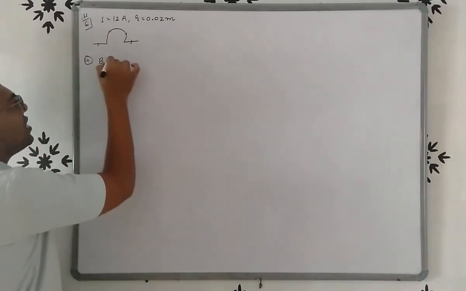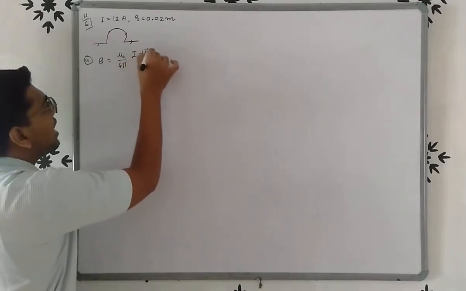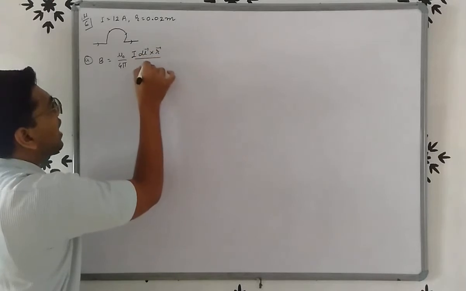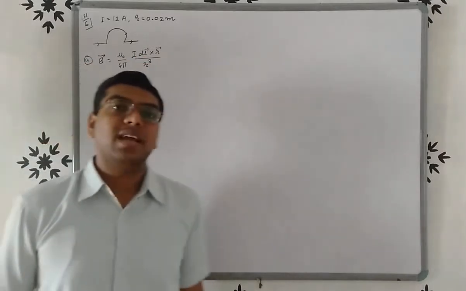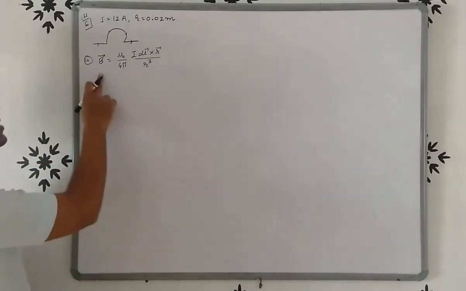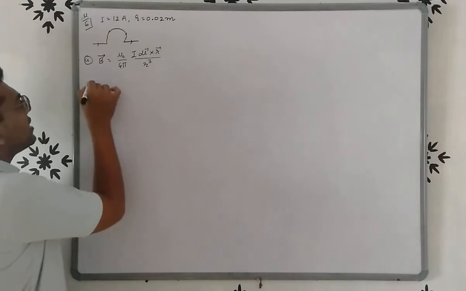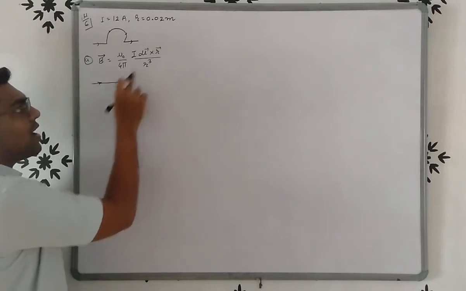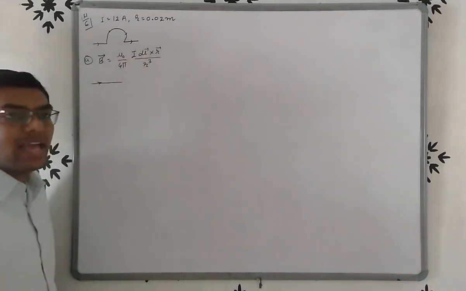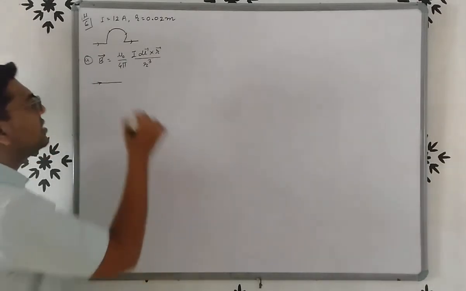So we know that for a straight wire, B is equal to mu 0 by 4 pi, I dl cross vector r upon r cubed. So for a straight wire, the equation of magnetic field will be like this: vector B is equal to mu 0 by 4 pi, I dl cross vector r upon r cubed. Consider this straight wire like this. For this straight wire, the directions of length element dl and r are same.